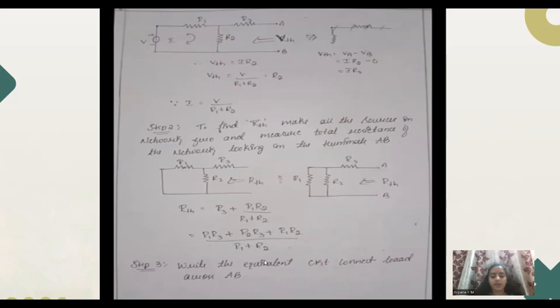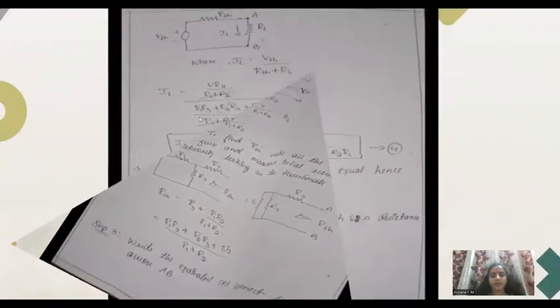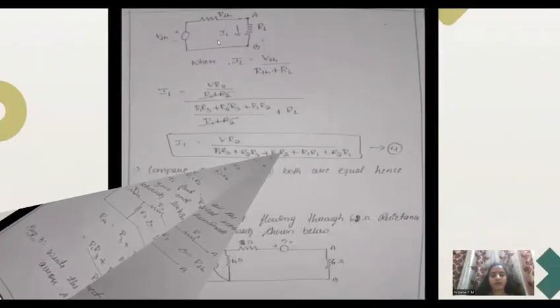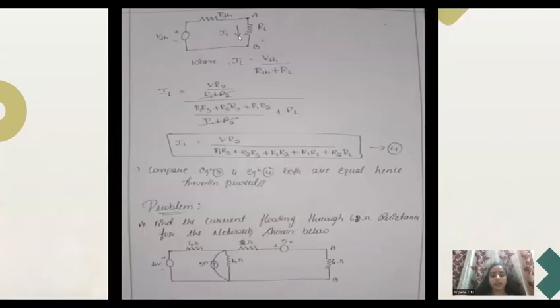So step 3. In order to find the equivalent current, I will be reconnecting the load resistance across the A, B terminals. So finally, I have connected all the circuit elements, that is VTH, RTH and RL. Here I should find IL. We have the formula IL equals VTH divided by RTH plus RL.